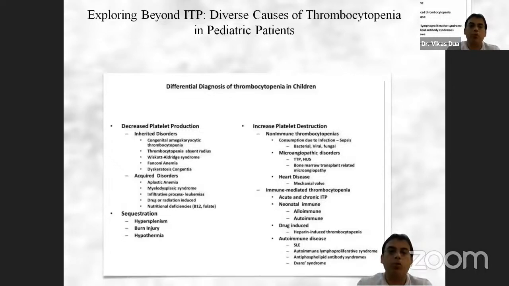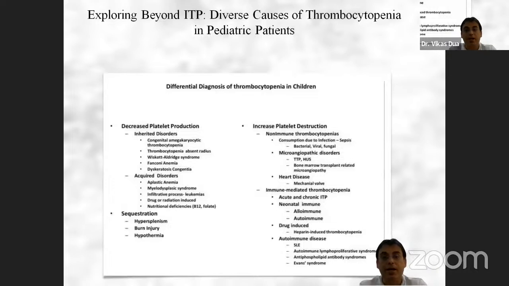So if there is a production issue, it might be an inherited disorder like congenital amegakaryocytic thrombocytopenia, TAR, thrombocytopenia absent radii, Wiskott-Aldrich syndrome, dyskeratosis congenita, or some acquired problems in which there is a production problem like aplastic anemia, myelodysplastic syndrome, infiltrative disorders like ALL, AML, meaning leukemias. Sometimes drugs, exposure to irradiation can cause decreased platelet production, and sometimes with nutritional deficiencies like folic acid or B12 deficiency, you can have decreased production.